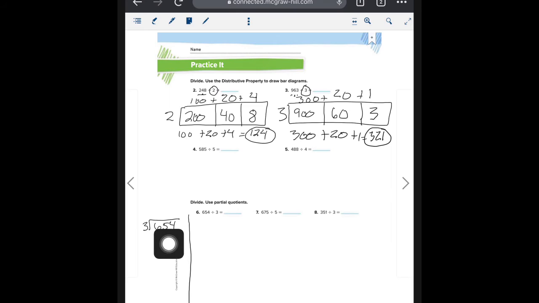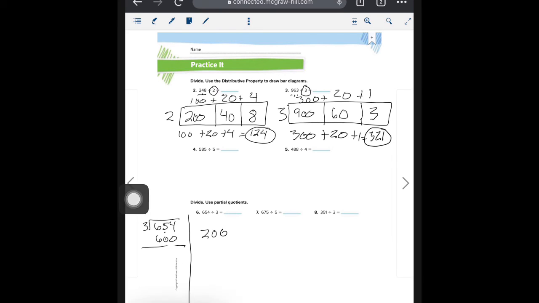All right, so 3 will go into 600. Then we're going to put 600 right here, okay? So how many times will 3 go into 600? Well, 3 will go into 6 twice, bring the zeros over. So we're going to say twice and bring the zeros over, okay? Then now we're going to do the 54. 54, we got to find something that's compatible. 54 and 3 are not very compatible. So let's maybe do 30. How many times will 3 go into 30?